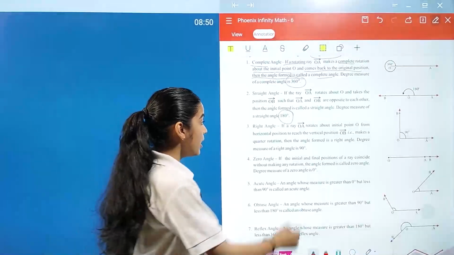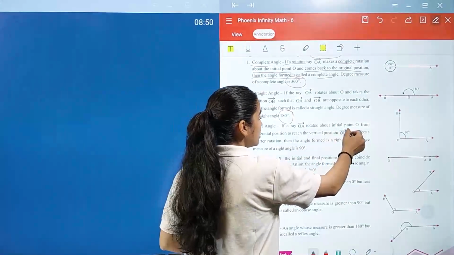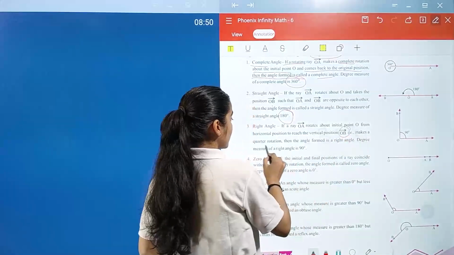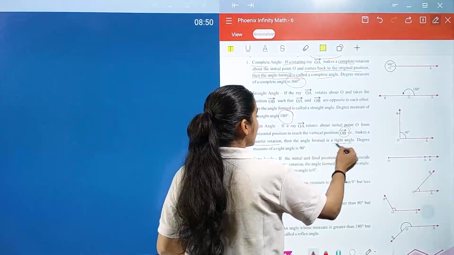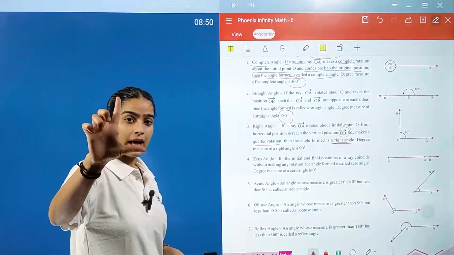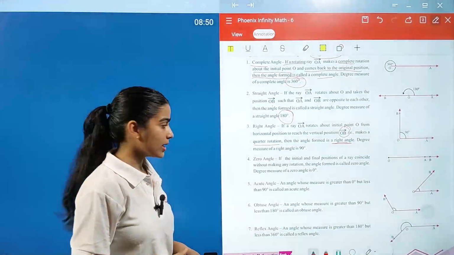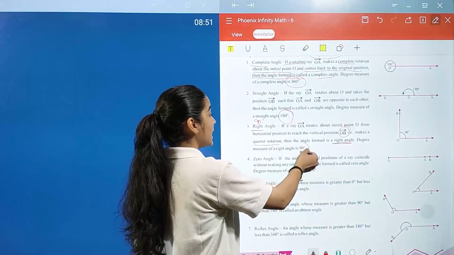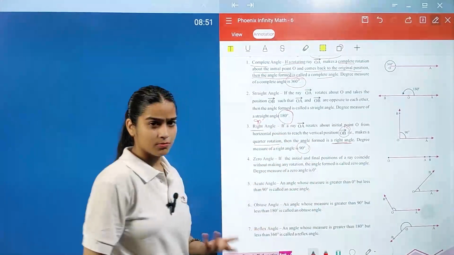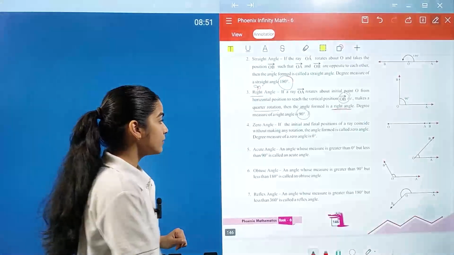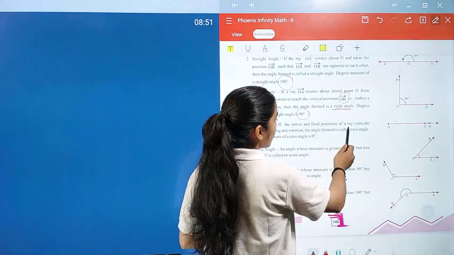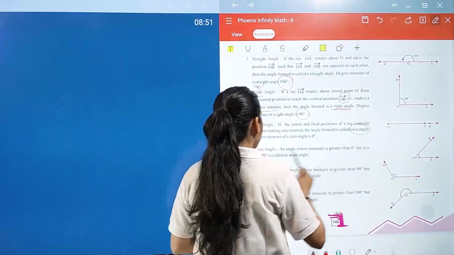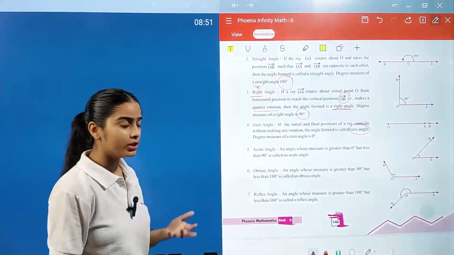Now, right angle. If a ray OA rotates about initial point O from horizontal position to reach the vertical position OB, making a quarter rotation, then the angle formed is a right angle. When you have an angle like this, it is referred to as your right angle, and right means 90 degree, or you can say that 90 degree means right angle, so it is vice versa. Now we have zero angle. If the initial and final position of a ray coincide without making any rotation, the angle formed is called zero angle. Degree measure of a zero angle is 0 degree.